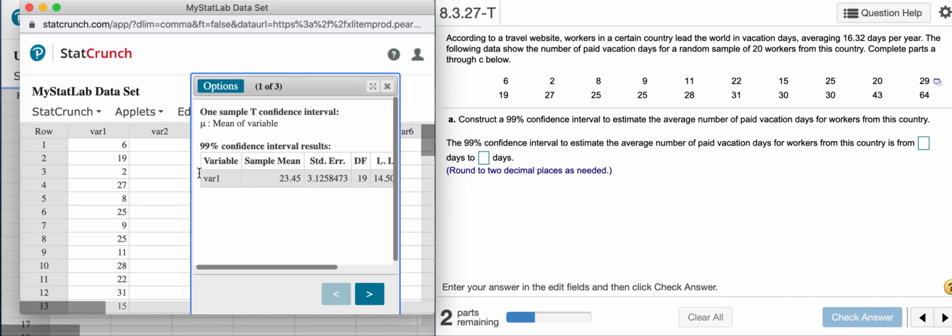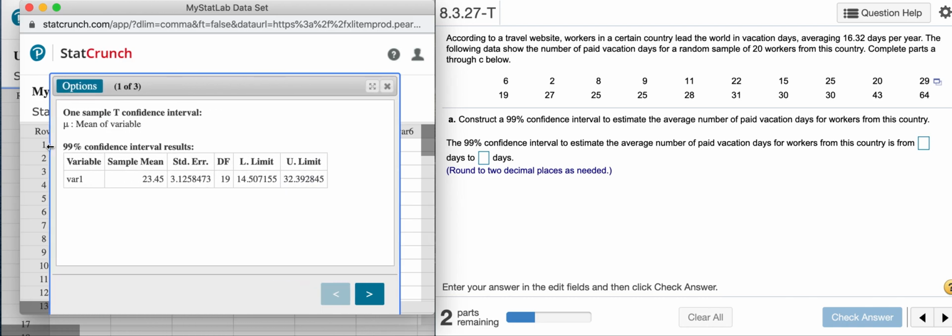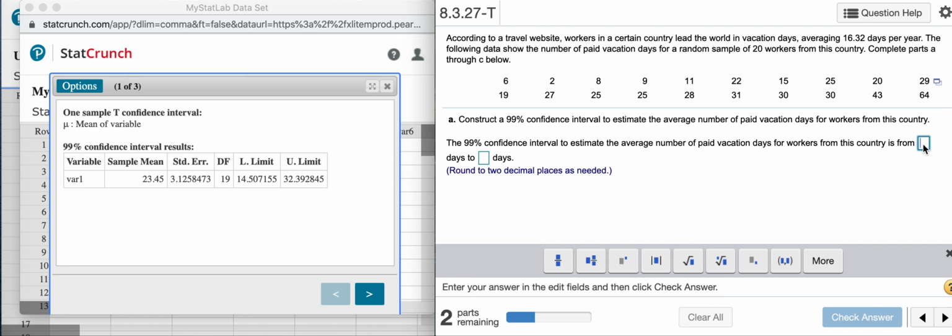Press compute. And so here in my table, I have the lower limit and the upper limit of my confidence interval. So rounded to 2 decimal places, we'll enter these. So I've got 14.51 is the lower limit. And the upper limit would be 32.39.